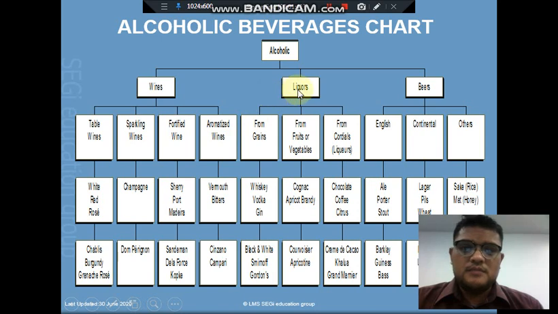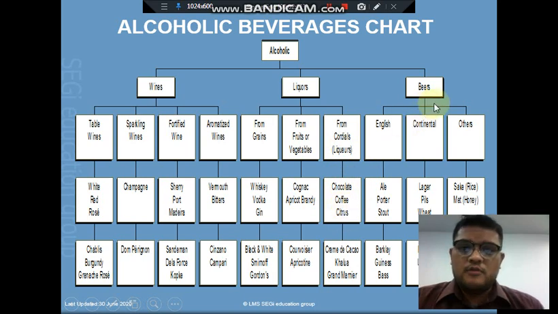Liquors can be subdivided into three. Number one is liquors from grains, such as whiskey, vodka, and gin. Number two is liquors that are made from fruits and vegetables, for example cognac and brandy. Number three is liquors from the cordials. Cordials means concentrated flavors. We call it liqueurs, and we have examples such as coffee liqueur, chocolate liqueur, and citrus liqueur.